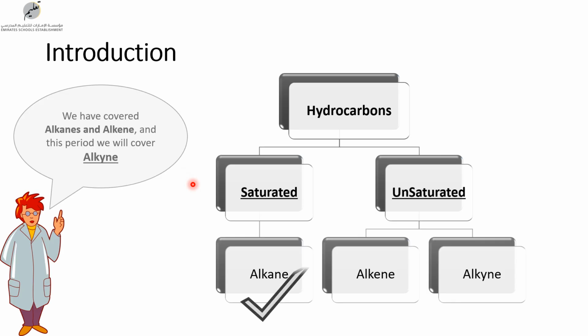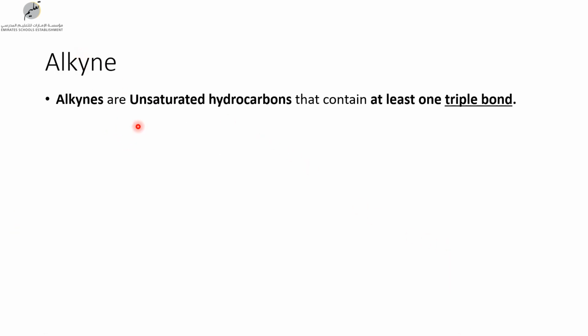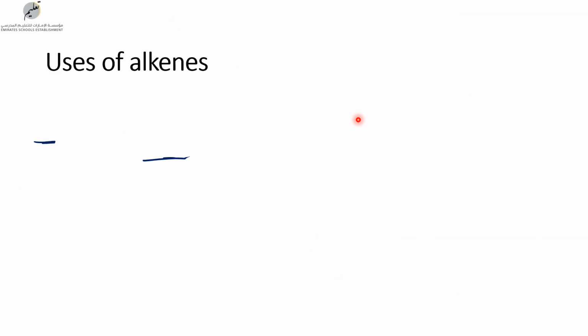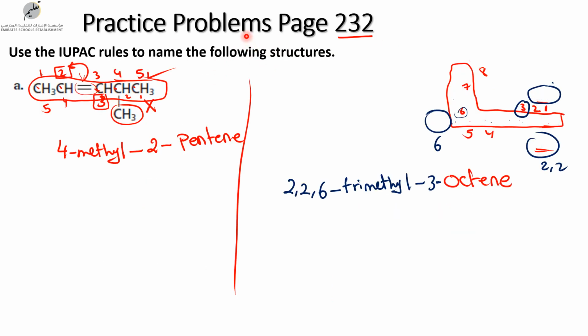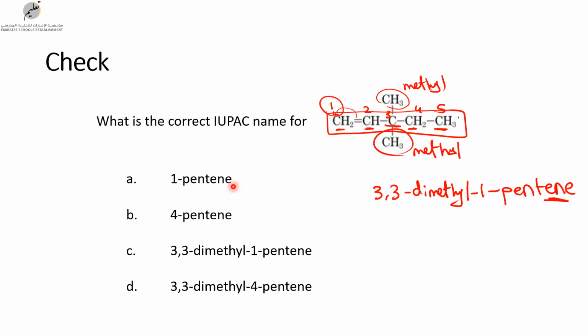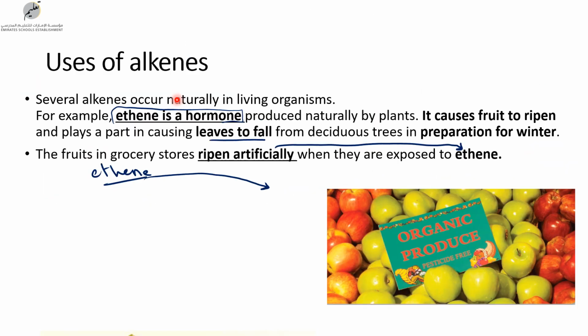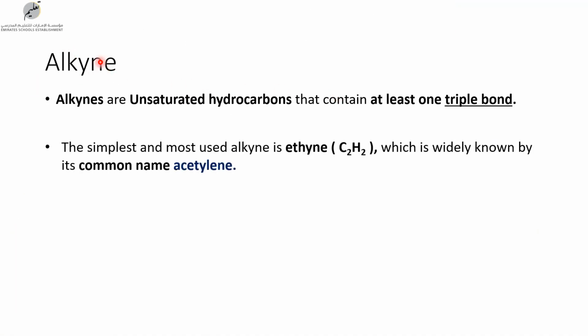Okay, we already know saturated hydrocarbons, the unsaturated ones, and now we will talk about alkynes. So what's an alkyne? Alkynes are unsaturated hydrocarbons that contain at least one triple bond. Everything here is the same as we covered in alkenes, okay? Everything in terms of naming is all the same as in the previous one. The only difference now is instead of saying alkene, we will say alkyne, right?